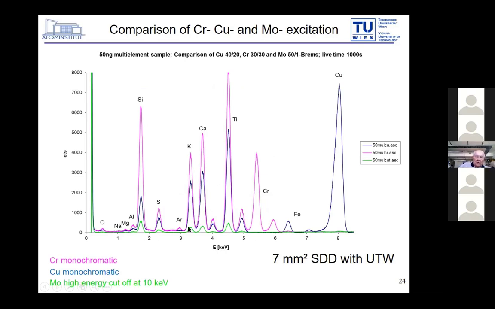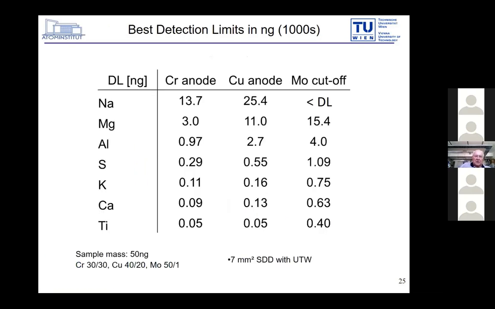The green one is the low power tube with a special excitation that we don't see the real high energies, but basically the low energies. And you see the excitation is rather poor. Nevertheless, we see it. And we have a list of detection limits.